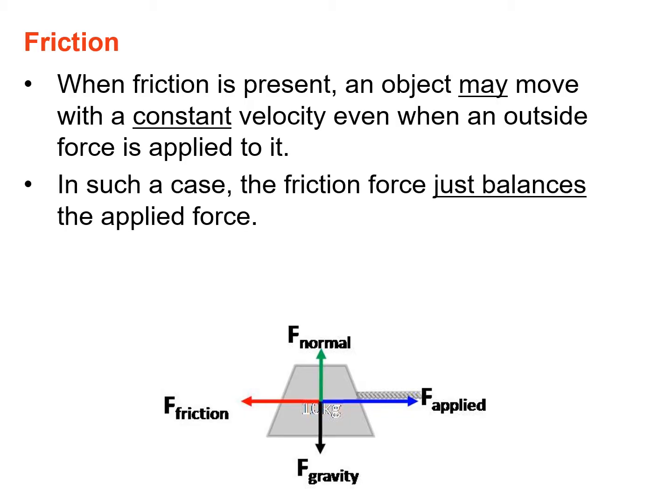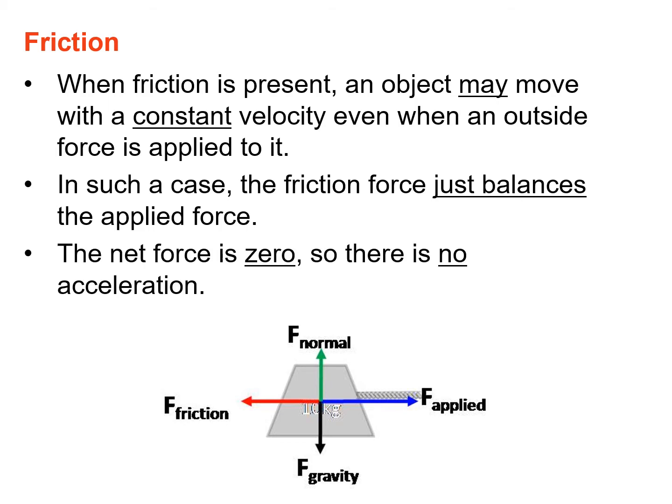If friction balances the applied force, then the object can still move, it just will not accelerate. So it'll move at a constant speed in a straight line. If friction and the applied forces cancel each other out because they're equal but in opposite direction, and the normal and gravitational forces cancel each other out, then this object is at equilibrium. It can still move, it just will not accelerate. It won't change its motion.